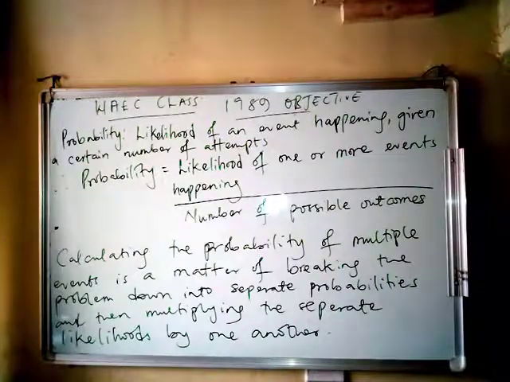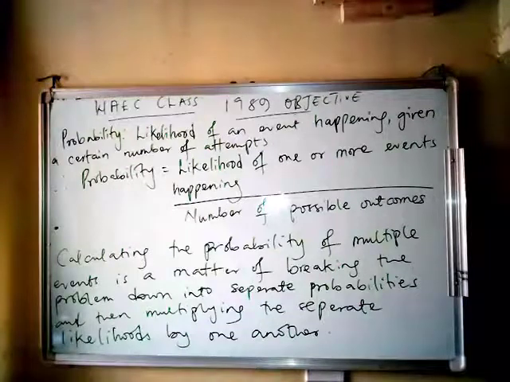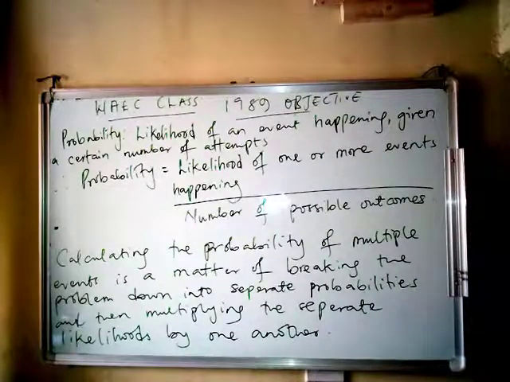But in the event that you're having multiple events, what will you do? It's time to break them into smaller chunks that you can handle, and after doing that, multiply the separate likelihoods by one another. That is just the thing. Break them into smaller chunks and multiply the separate likelihoods by one another. So let's look at how to apply this in these further explanations. What are some things that we might see in the process of learning probability?